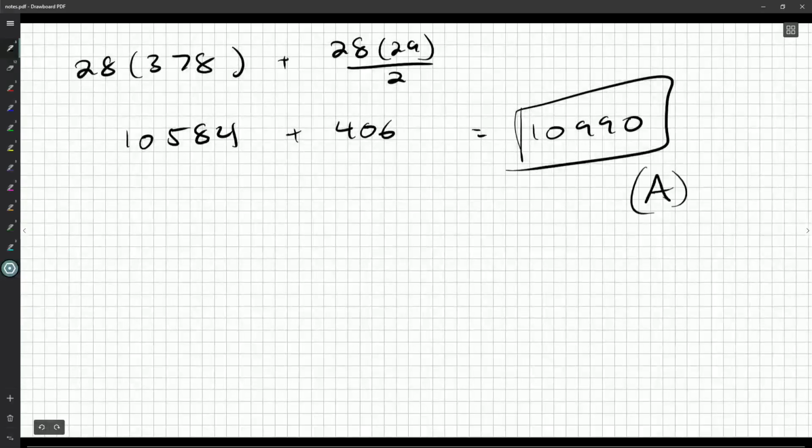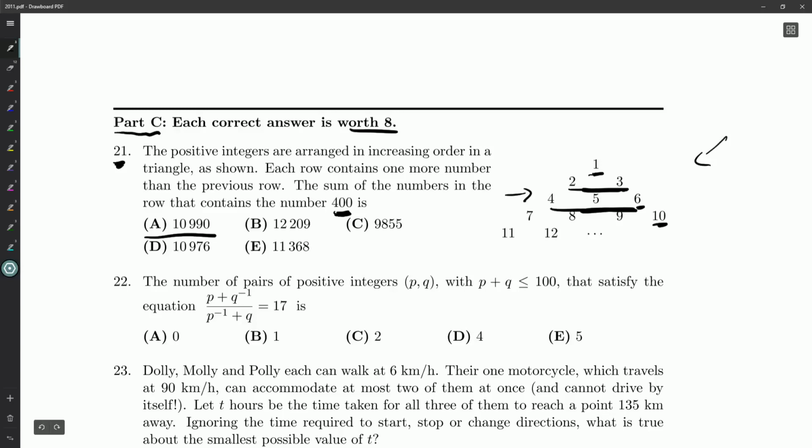All right. So there we go. That's all there is to it. And that was question 21, the very first question in Part C.